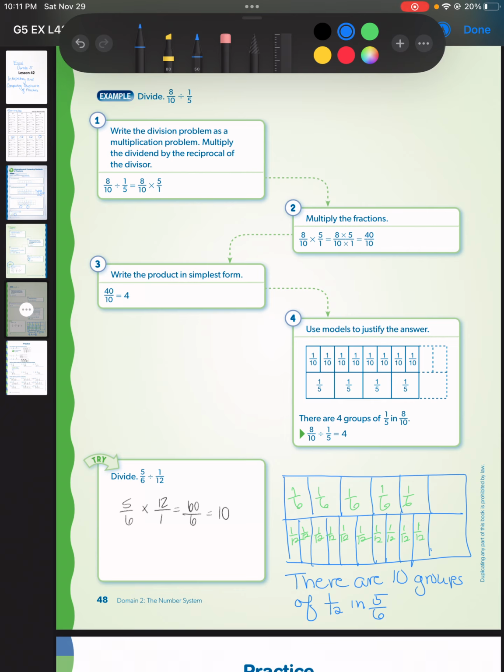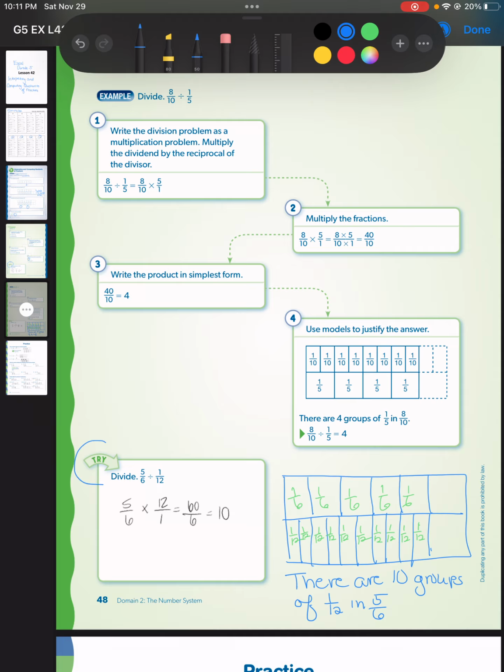This model is very similar to the model they did in the first example, to show that not only can we divide to figure out that the answer is 4, but I can use a model to determine that there are 4 groups of 1/5 in 8/10.